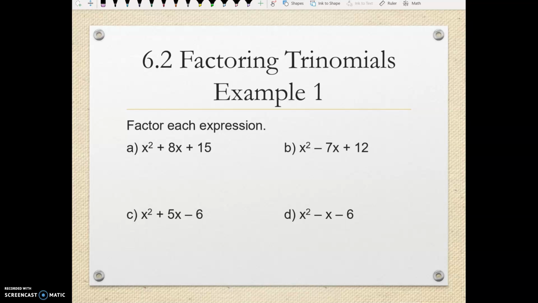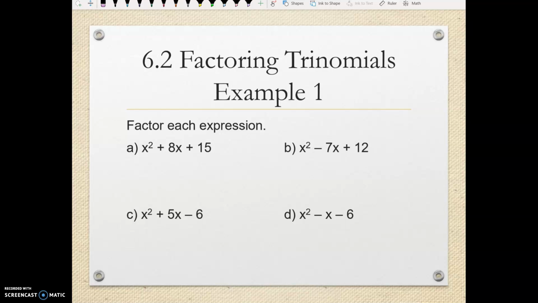Today we're going to be factoring trinomials. So instead of doing greatest common factor, today we're looking at trinomials that don't necessarily have a greatest common factor. Some of them may once we get a little bit farther. But basically, factoring trinomials is undoing FOILing.